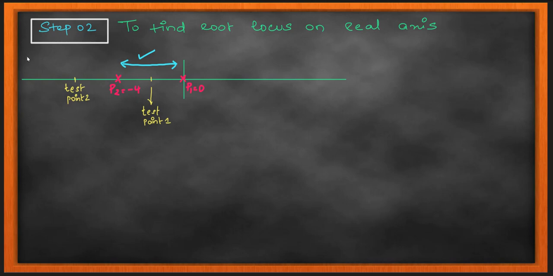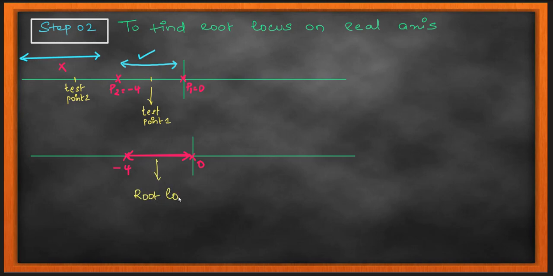Good. And then for my test point 2, which is from minus infinity to minus 4, that takes care of the space between minus infinity and minus 4. I have an even number of poles and zeros, my P1 and P2, so I have 2 poles, and that is not a part of the root locus. So the root locus on the real axis exists only between 0 and minus 4. The space after that is not existent.